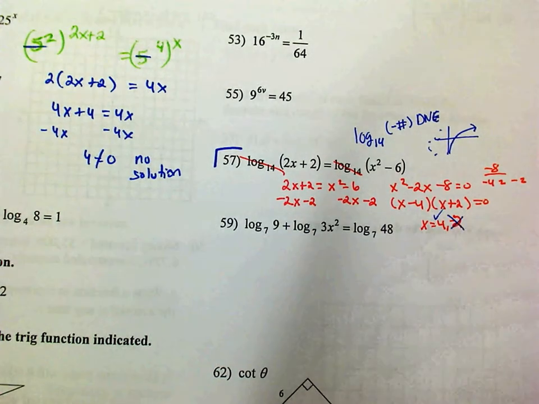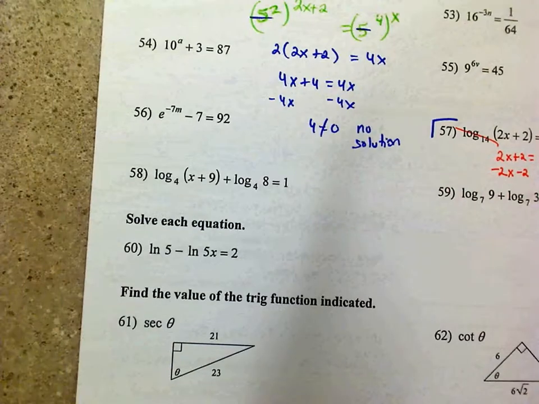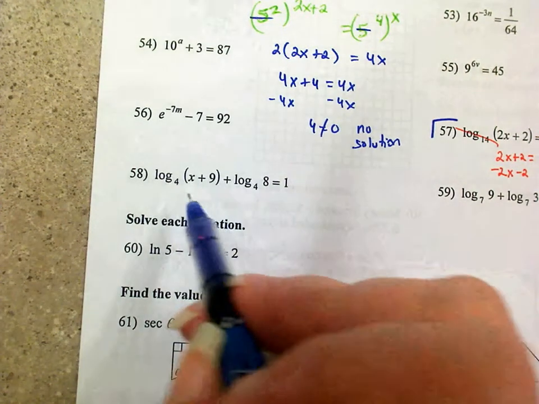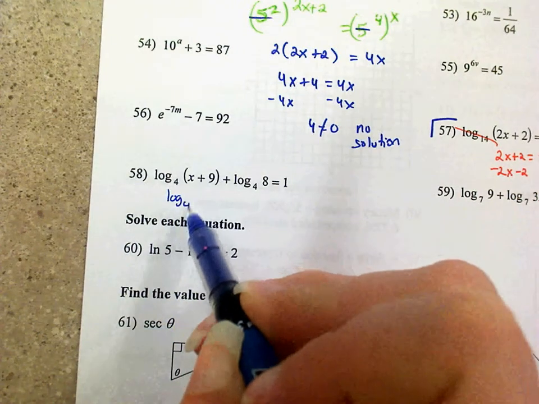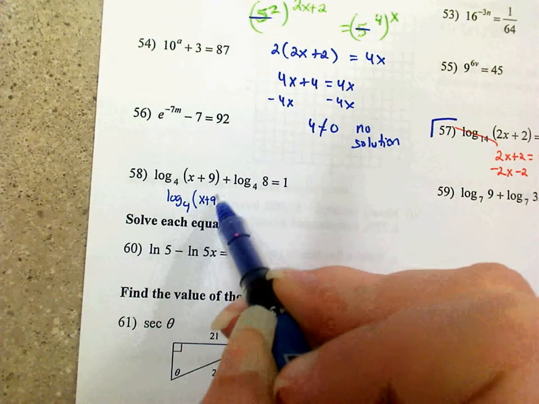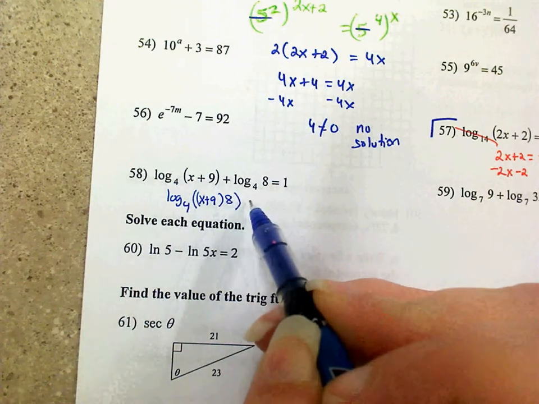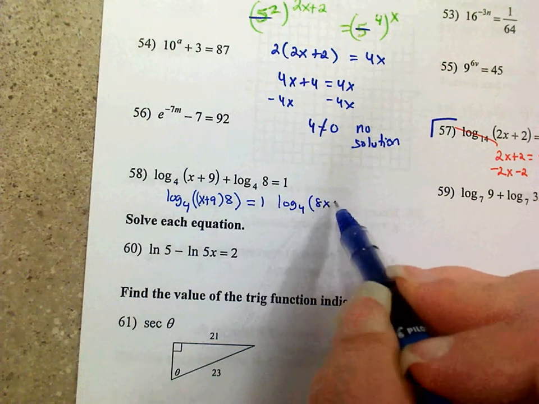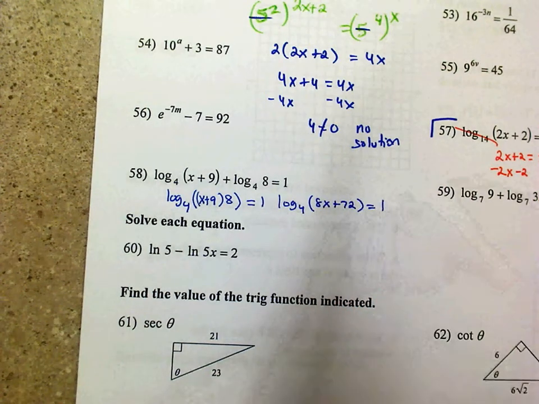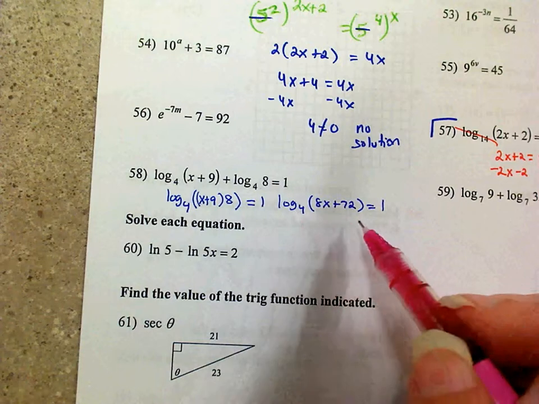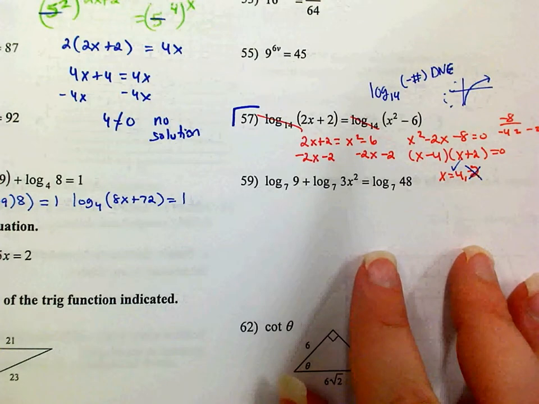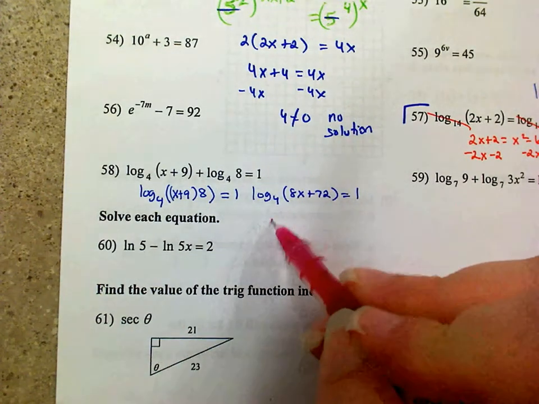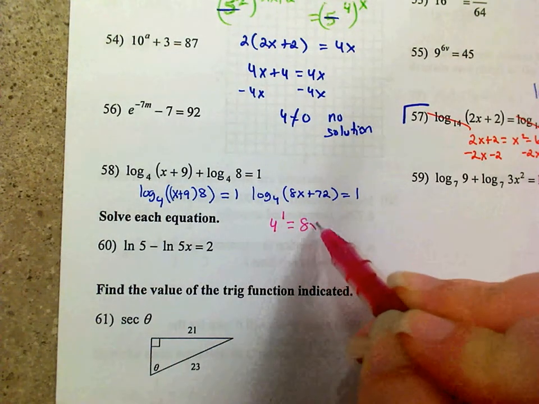Okay. Well, here I've got 2 logarithms separated by addition, which means I need to combine them using multiplication. So log base 4 of x plus 9 times 8 equals 1. So log base 4, 8x plus 72 equals 1. And if you've got a log equal to a log, cancel them out. If you've got a log equal to a number, convert to exponential. 4 to the 1 equals 8x plus 72. And then just simplify and solve.